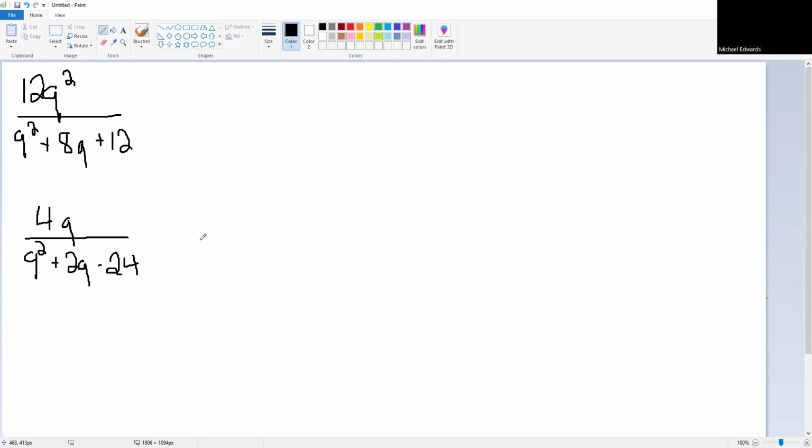So you probably already see what you need to do. These trinomials need to be broken down into factors. So let's get to it. For this one, we have 12 and 12, factoring by grouping. So 9 times 12 is what? It's 108. So let's take 108 and write the factors out.